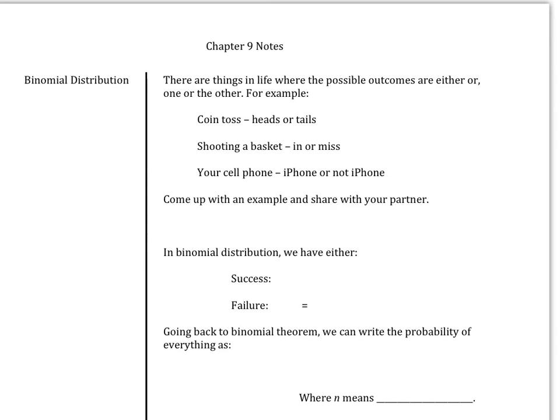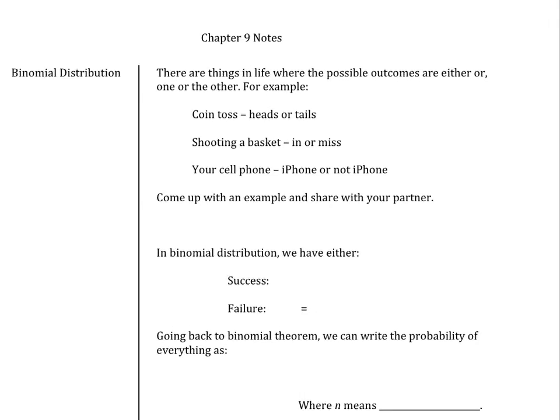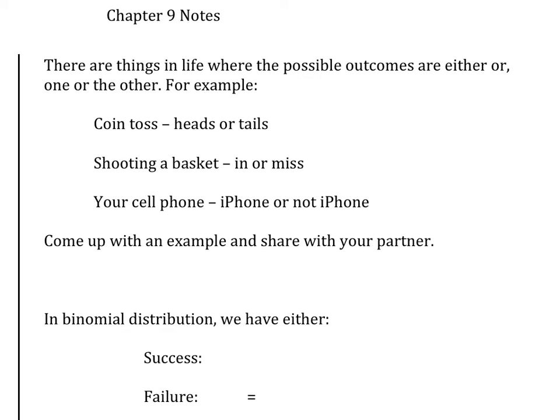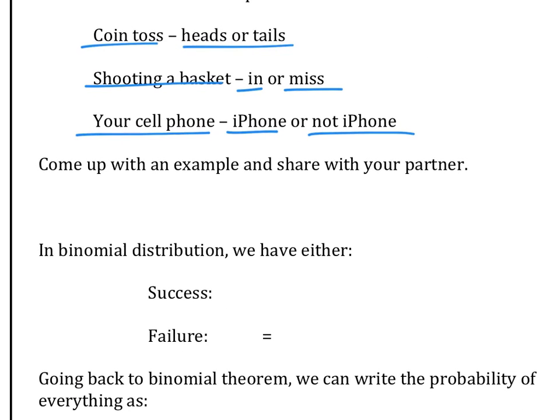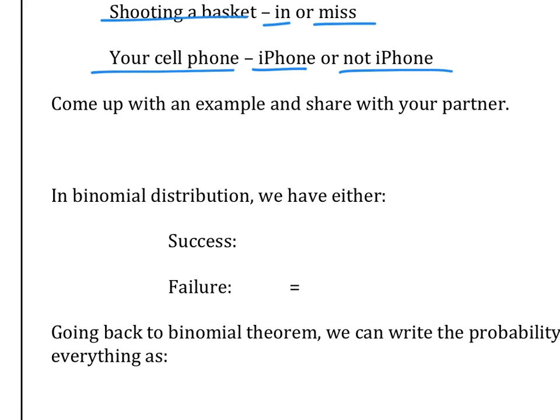The last part is binomial distribution. There are some things in life where there are only 2 outcomes. It's either this or that. For example, when you toss a coin, it's either heads or tails. You shoot a basket, it's either in or a miss. Your cell phone is either an iPhone or not an iPhone. When that kind of thing happens, we call this a binomial.